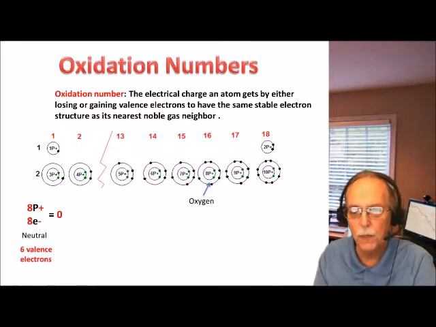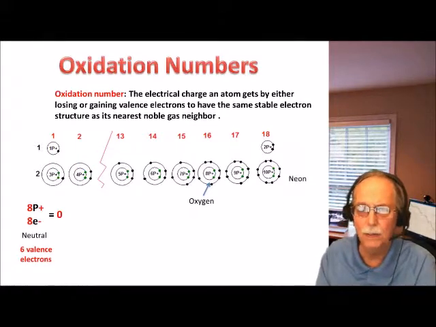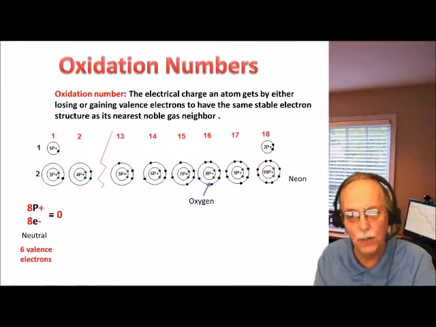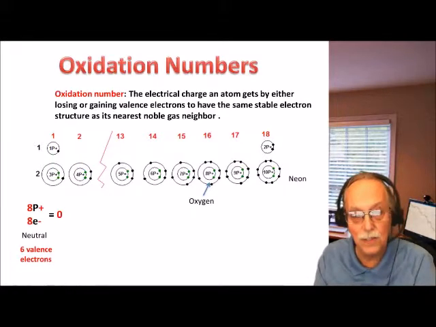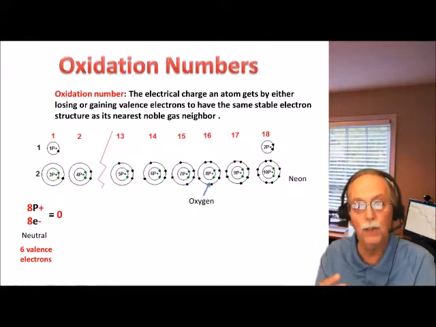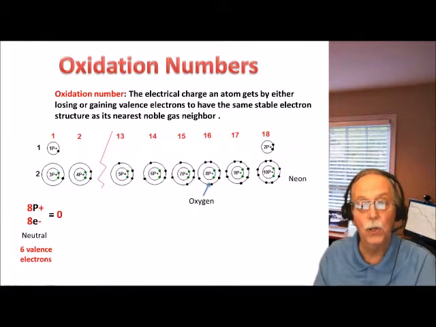What is the nearest noble gas neighbor? Well, obviously it's neon, only a couple atoms away. It only has to gain 2 valence electrons to get the stable electron structure of neon. That's what it's going to do. It has 6 valence electrons. 2 more electrons in that valence level would give it a stable octet, and there they are.